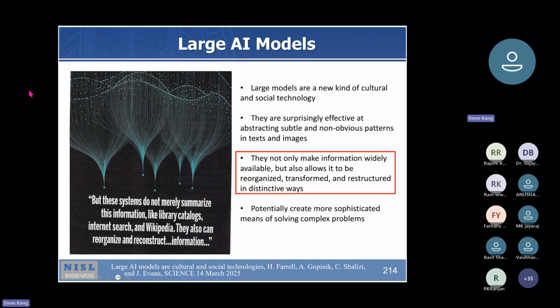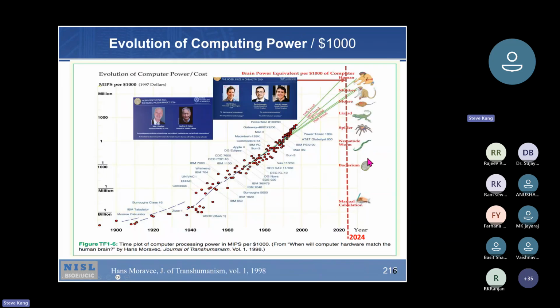But the database is huge, right? Cloud computing and also data centers with lots of energy in them. So they potentially create a more sophisticated means of solving complex problems, right?